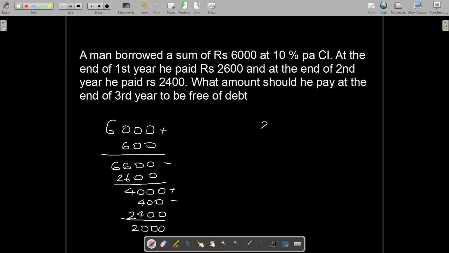This rupees 2,000 is in the bank for the third year and it increases by 10% during the third year, becoming 2,200 rupees. 2,200 rupees is the amount you should pay at the end of third year to be free of debt. This is the right way to do it.